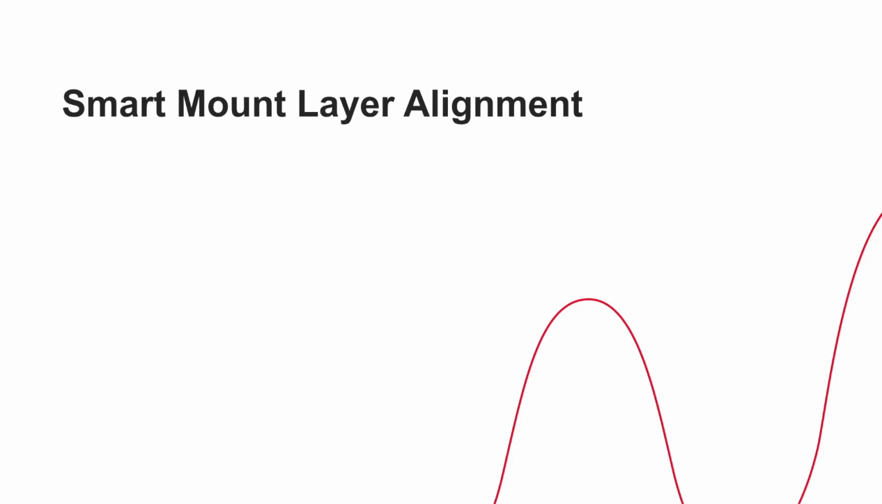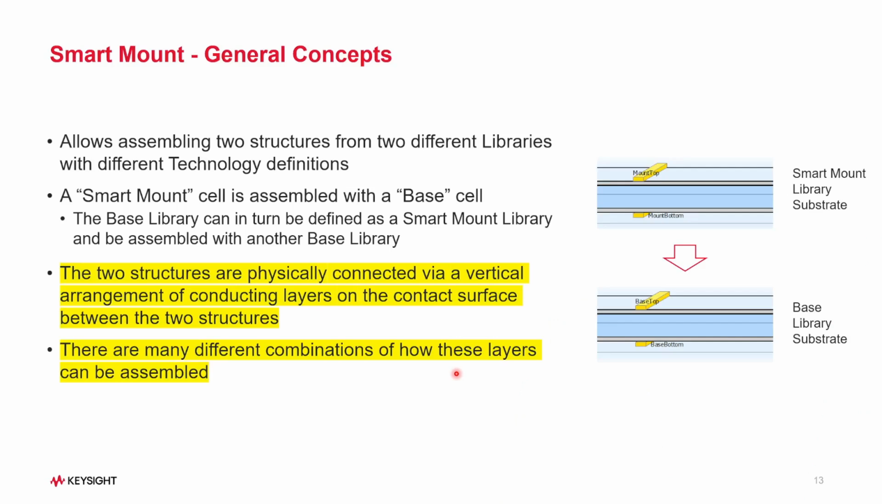Let's take a look now at how to align layers in this smart mount operation. So go back to one of the earlier slides and focus on the last two points here. We're going to see how the two structures are assembled, the different ways we can arrange the layers on the contact surface between the two structures, and some of the combinations that are possible in this assembly operation.